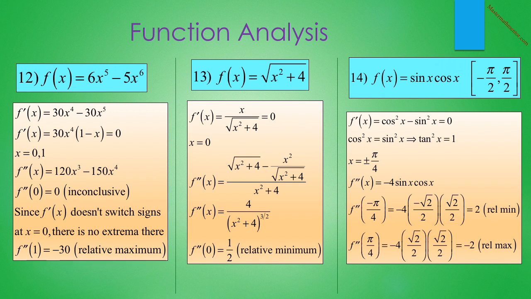We then take our second derivative and get negative 4 sine x cosine of x. So the second derivative at negative pi over 4 is negative 4 times negative square root of 2 over 2 times square root of 2 over 2, and that is 2, meaning that there is a relative minimum at x equals negative pi over 4. At x equals pi over 4, f double prime of pi over 4 is negative 4 times square root of 2 over 2 times square root of 2 over 2, and that equals negative 2, meaning that there's a relative maximum at x is equal to pi over 4.